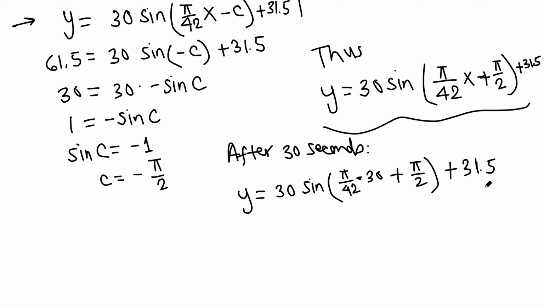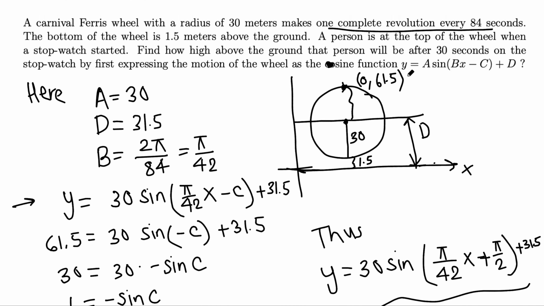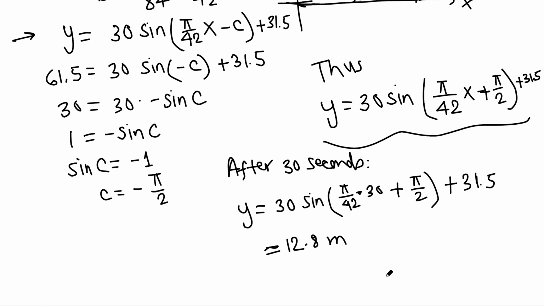Now you can punch everything in your calculator. Make sure the mode is in radians. So when you correctly plug in this one, or you can just add and then take sine of that, multiply by 30 and then add 31.5, you are gonna get 12.79, that is about 12.8 meters. Okay, this same problem can be modeled using cosine function, and just look at the link below and we have the same answer there as well.